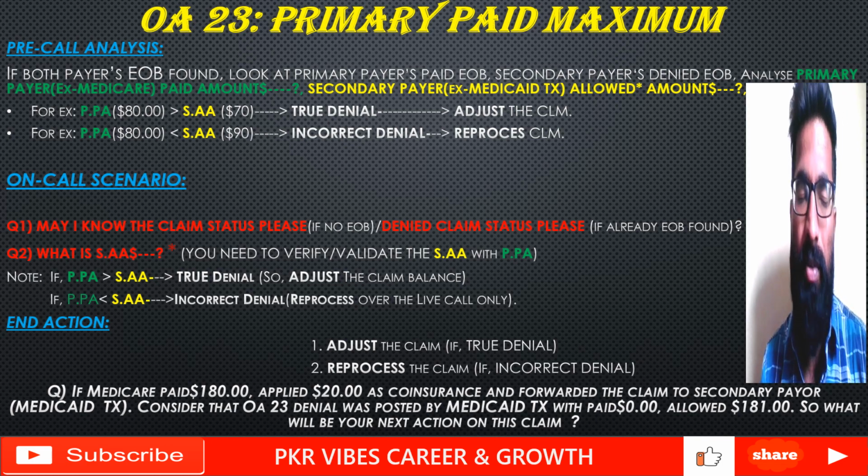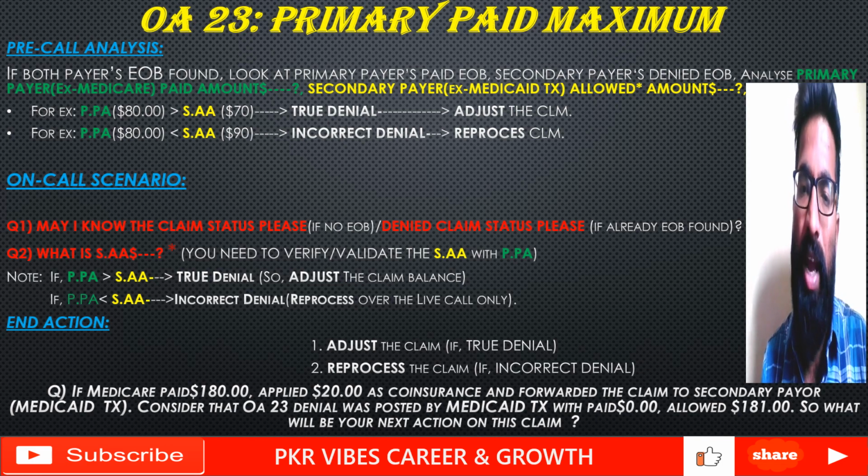So coming to the on-call analysis, for example, if denial EOBs and also primary paid EOBs are available with you, then you have to call on a denial claim status. We have a claim number, and it is denied for OA 23. If you don't have a secondary EOB with you, then you have to call the insurance for the claim status, because we don't have the EOB, right? You have to get the claim status.